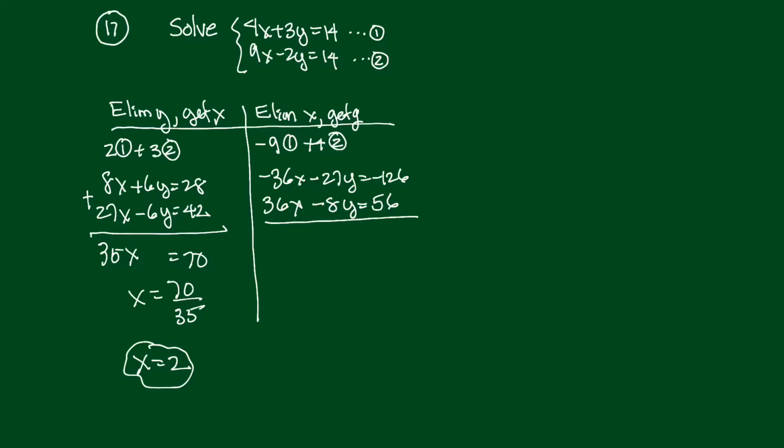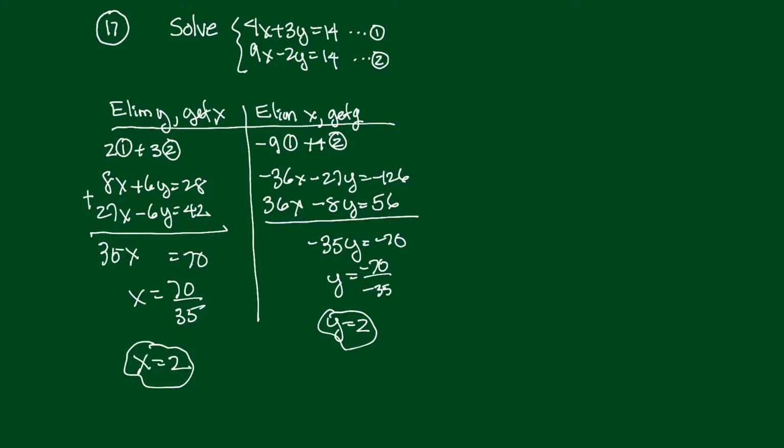And when we add these together, the x's go out, right? Negative 36x plus 36x is 0x. The x's are gone. We get negative 35y equals, well, negative 70. You divide. Y is equal to negative 70 over negative 35. So what do you know? Y is equal to 2.